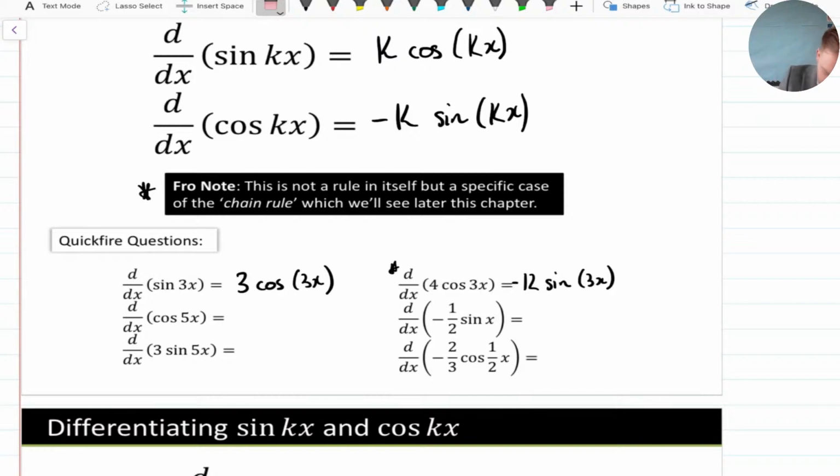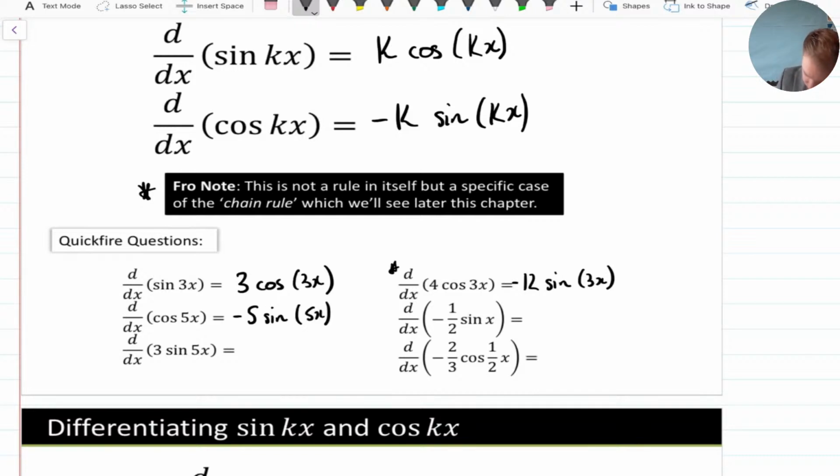Yeah, spot on. So it needs to be, cos differentiates to minus 5. But I also know from the chain rule, which we'll talk about in a second, the 5 needs to go in front. So this is going to be equal to minus 5 sine of 5x.